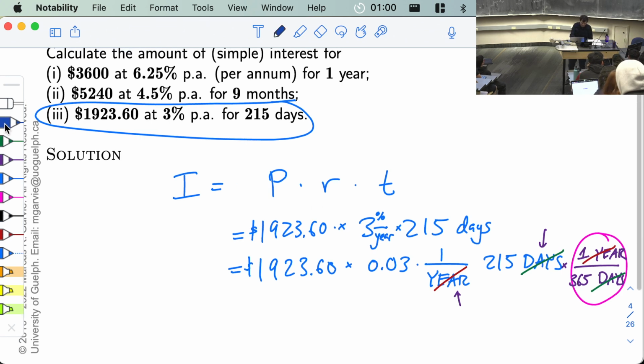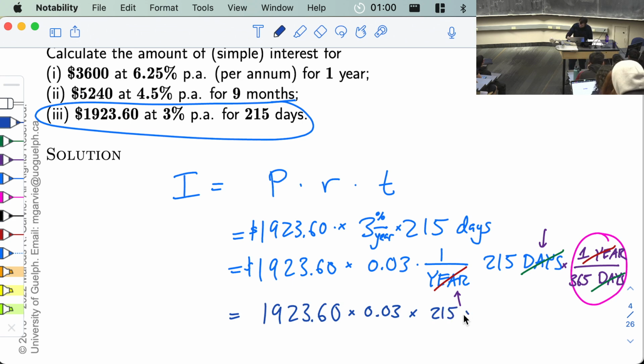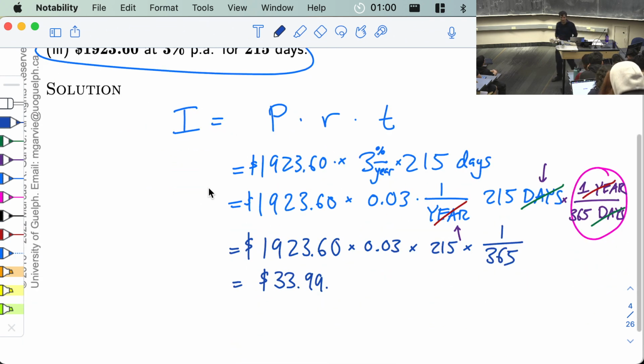So what is the final answer? It's something you can type in your calculator. 1923.60 times 0.03 times 215 times 1 over 365. And that will be the right final answer. I guess it's all in dollars. The units are dollars. Now you can put it in your calculator and you will get the right final answer, which if you do, you should get 33.99. Okay. Questions or comments about this one?